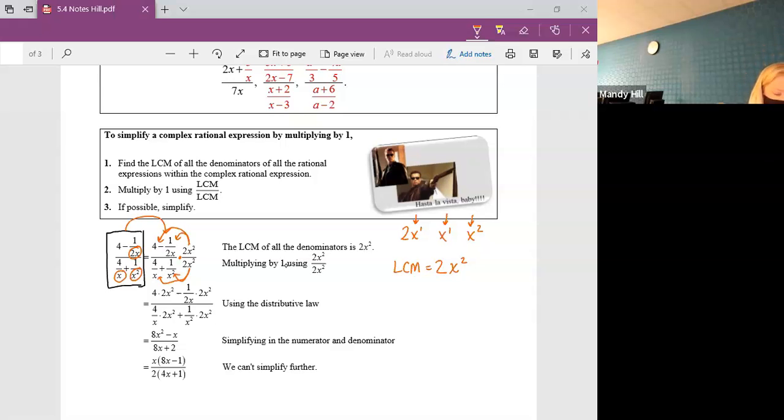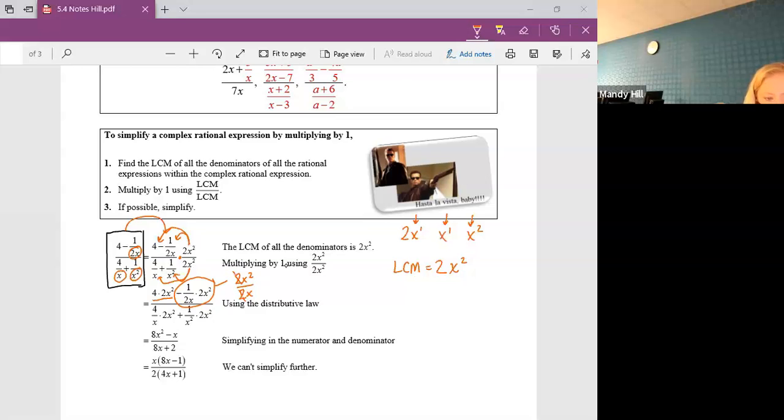Okay, now we're going to simplify anything that we can. So they multiplied these two things together. 4 times 2x squared, well, that's 8x squared. Then they've got their minus 1 times 2x squared. Well, let's look at this whole thing right here. 2x squared would have ended up on the top because 1 times 2x squared is just 2x squared. And then on the bottom, we would have 2x. Well, the 2's cancel out.